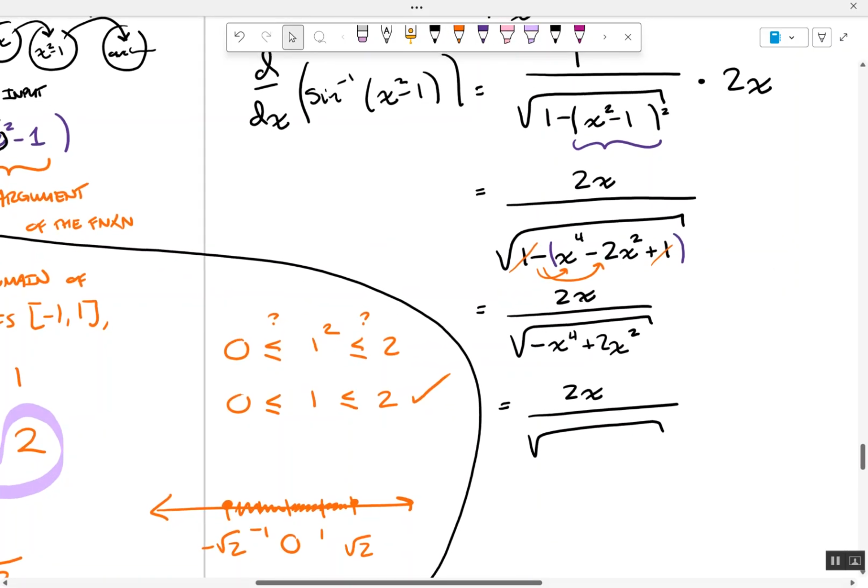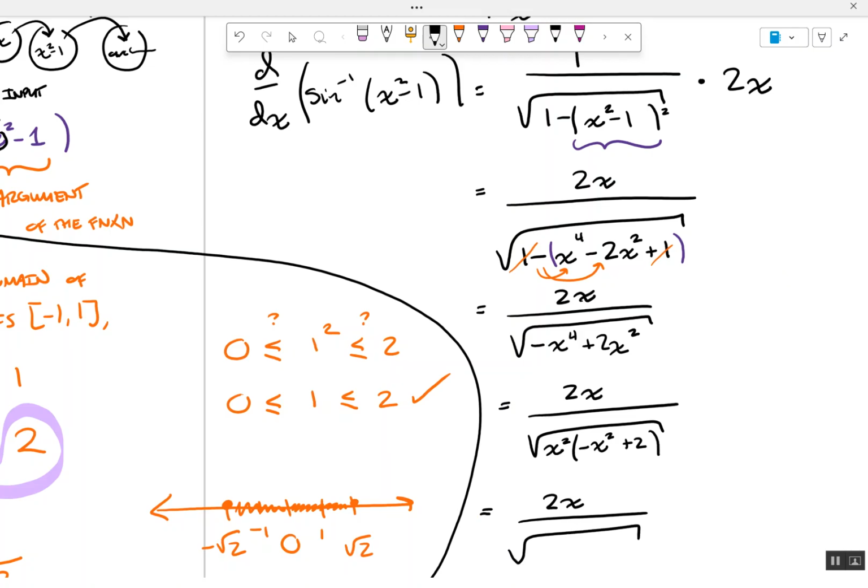So I'm going to pull out this x squared over here, and we're left with negative x squared plus 2. So we could write that like this: x squared times 2 minus x squared. Something like this is our derivative.